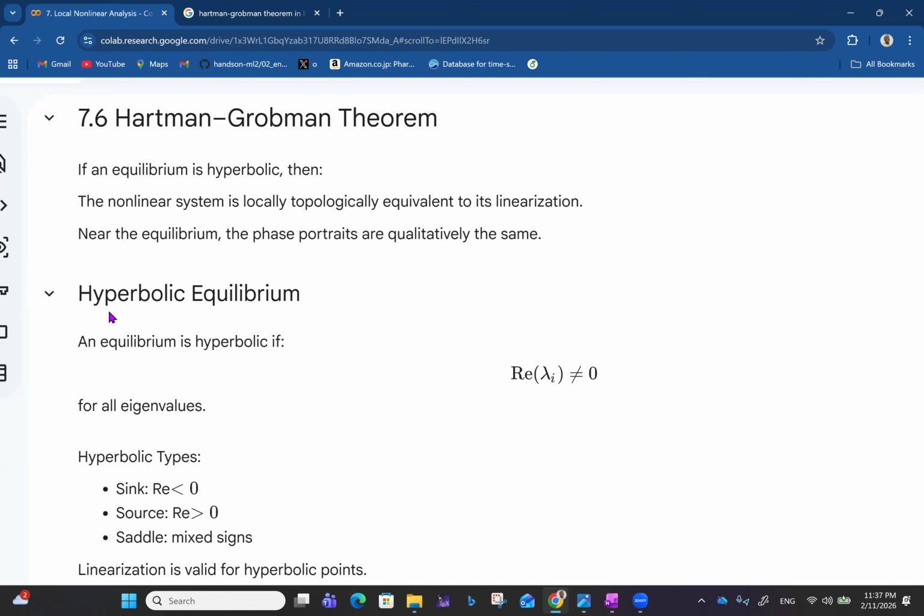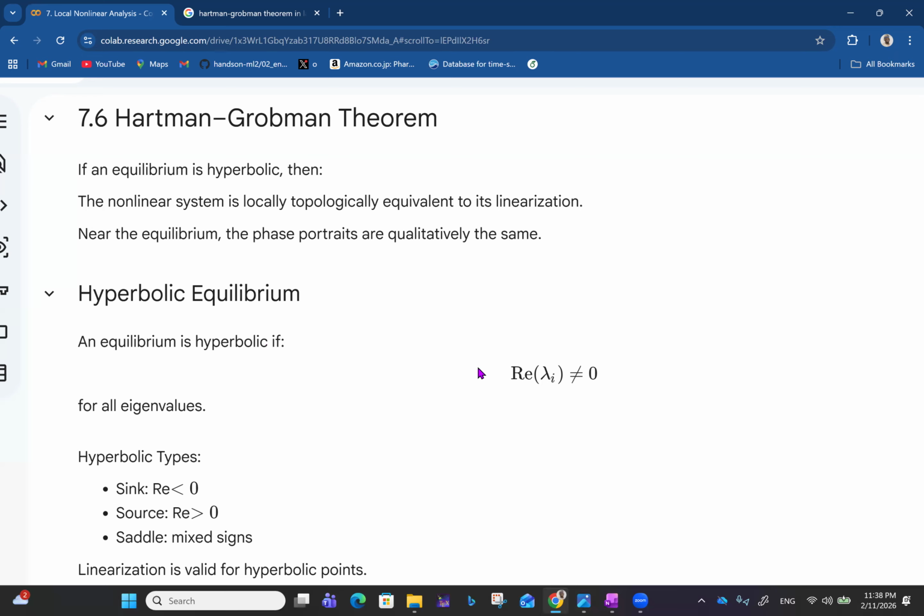Okay. Now, in talking about this, the idea of hyperbolic equilibrium came up. So we say that an equilibrium is hyperbolic if the real part of lambda i, that is of a complex eigenvalue, is not equal to zero. So if the real part is not zero, right? But if the real part is zero, we have a center. So it means that for hyperbolic equilibrium, you have a nice equilibrium point that you can really talk about. But if the real part were to be zero, we have a center and the stability is inconclusive.